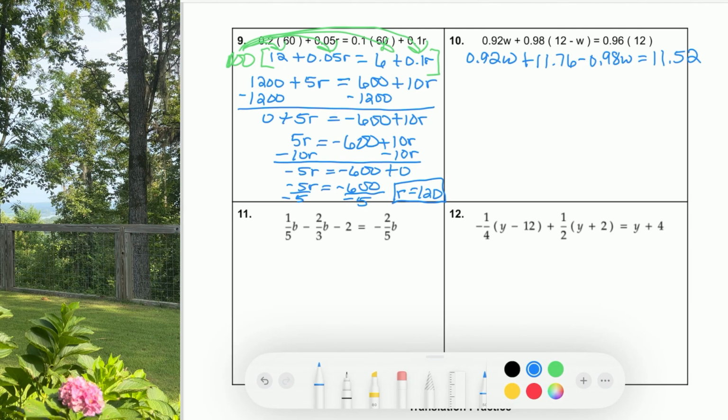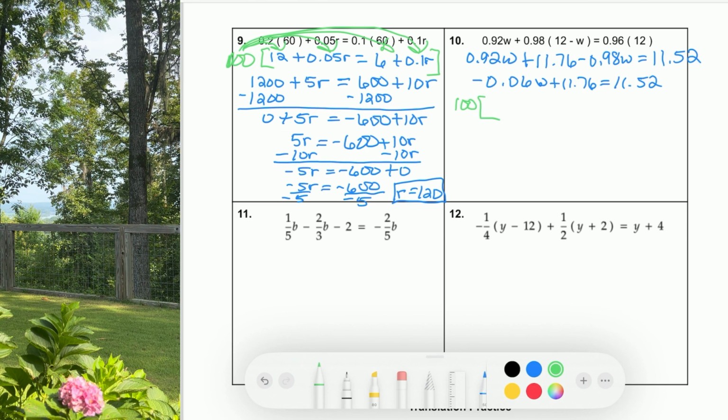11.52. Okay, so now we've got some items that we need to combine. We have the 0.92w and the 0.98w that we need to combine. So that's going to give us negative 0.06w plus the 11.76 equals 11.52. Okay, so now we can actually look at it and see what place value will determine what we multiply everything by. So it looks like they all have a hundredths place value, which is their furthest right. So that means we're going to multiply everything by 100.